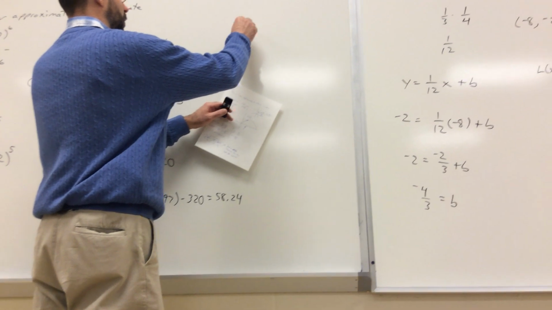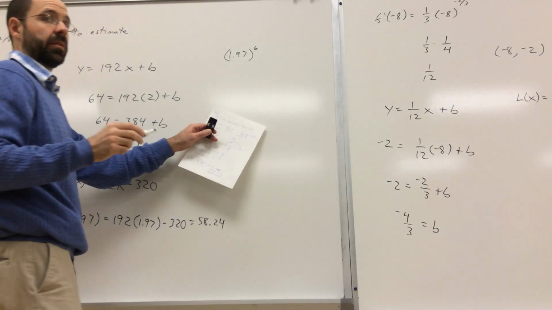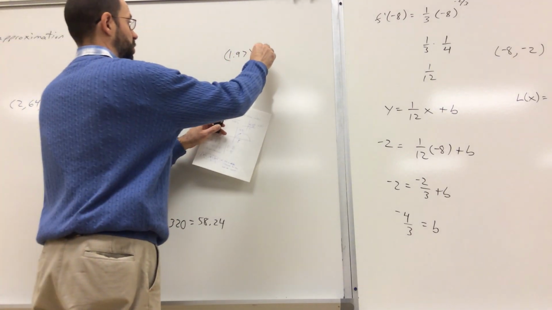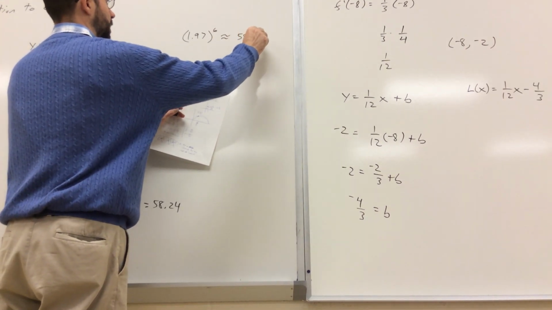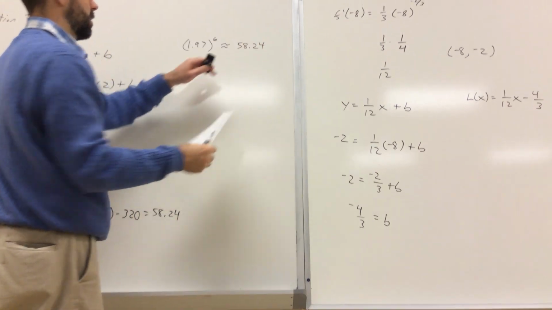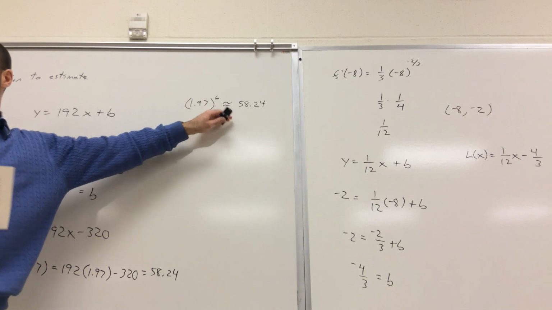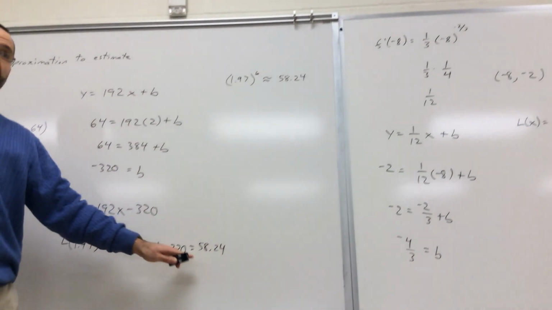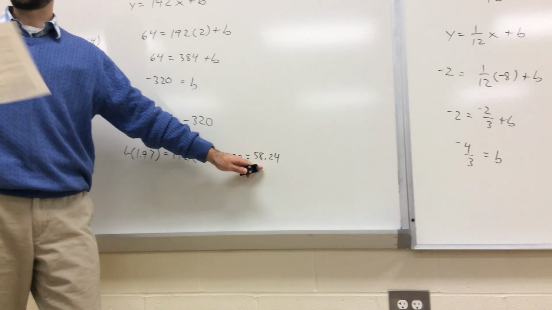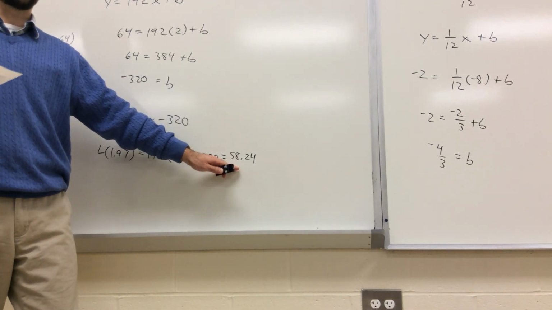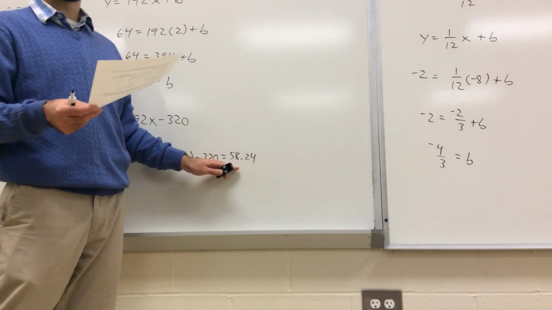So that means that 1.97 to the sixth power is pretty close to 58.24, because we plugged it into the tangent line and got that number. And the tangent line is the approximation of what the curve would actually be, the height of the curve would actually be.